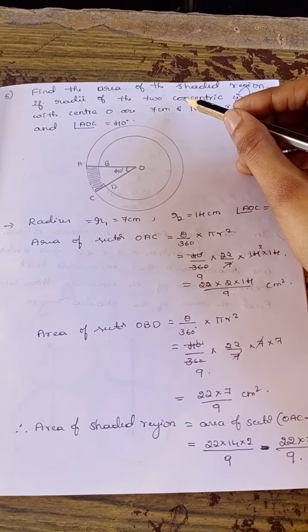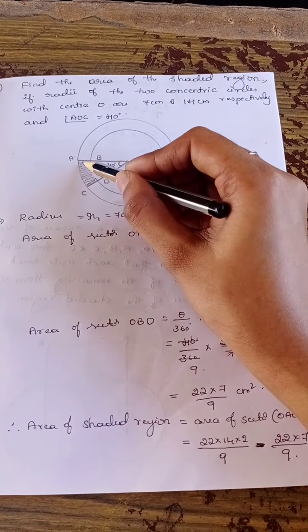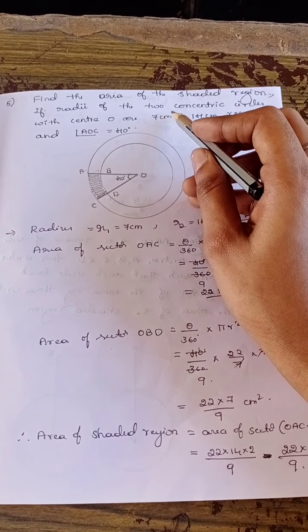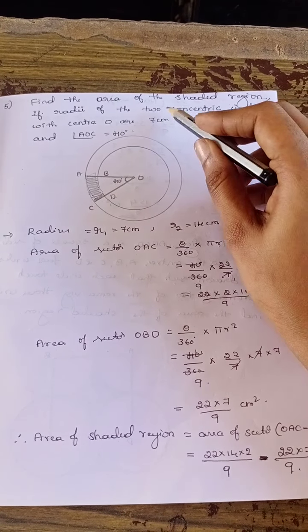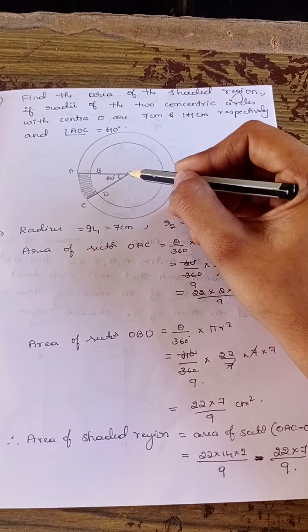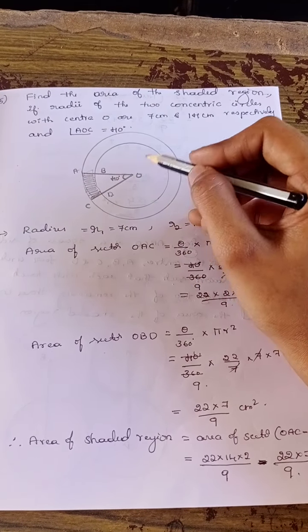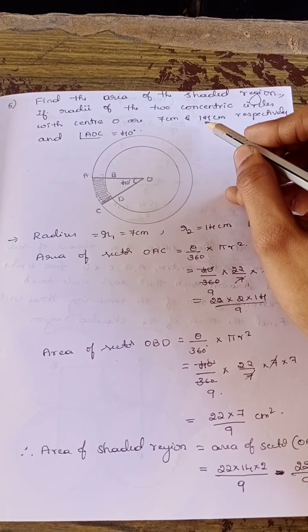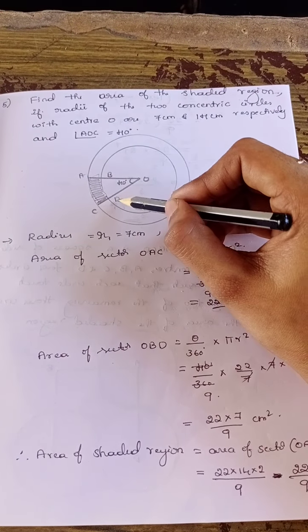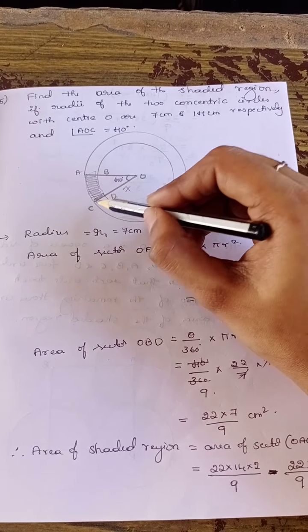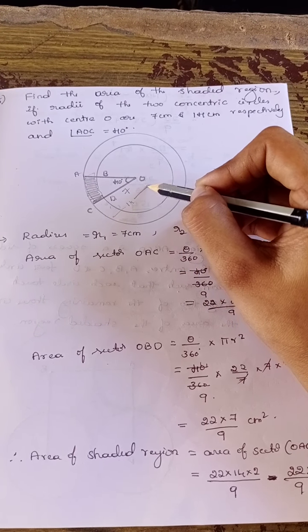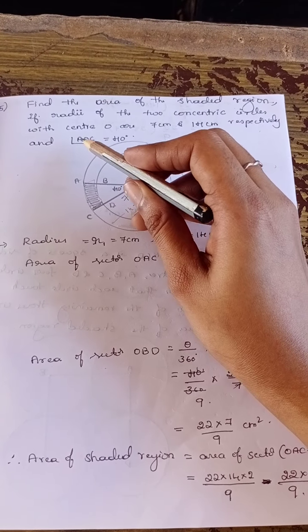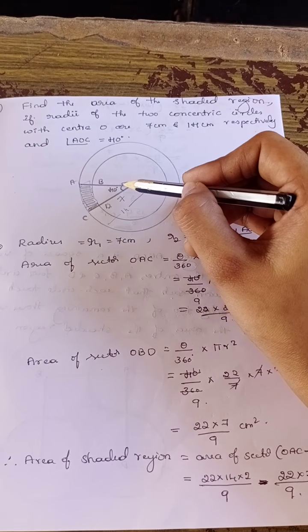Now the next problem: find the area of the shaded region. Here, the radii of two concentric circles, meaning circles with one center but different radii are called concentric circles, are 7 cm and 14 cm. In this, OD is 7 cm, OC is 14 cm respectively, and angle AOC is equal to 40 degree.